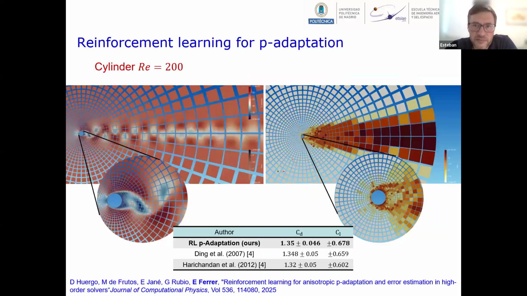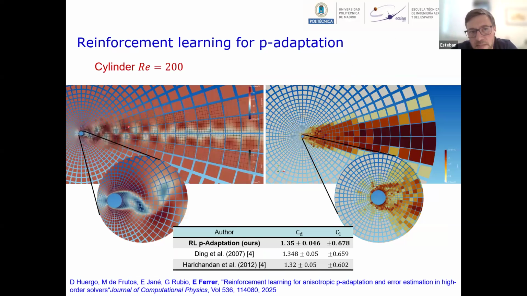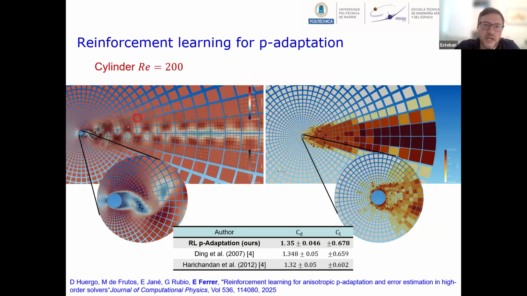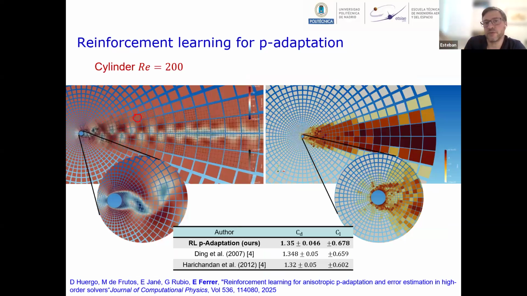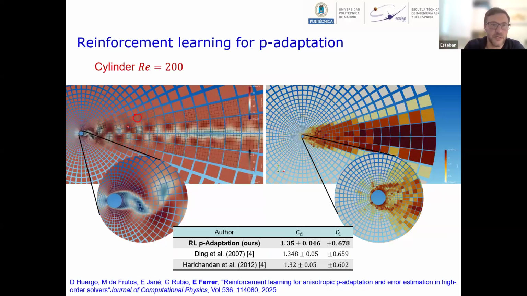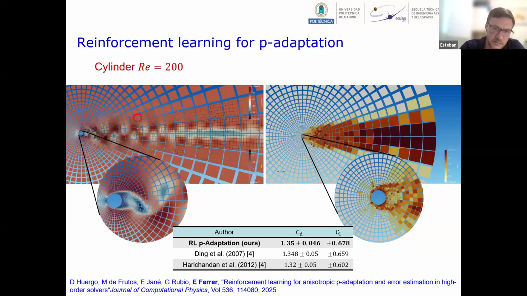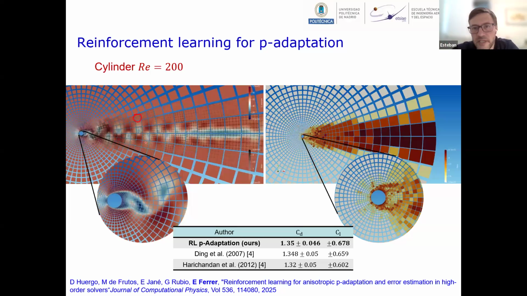Right, so what we have done is use reinforcement learning to locally adapt the mesh. In each of the elements, we can check the accuracy necessary, and then the reinforcement learning will, anisotropically, so in each of the directions, choose the polynomial that is more adequate. All the training happens offline, right? And then when we deploy, it's just a lookup table. So it's not very expensive.